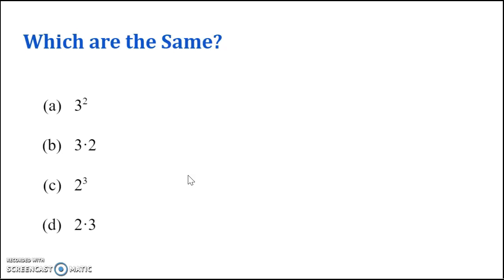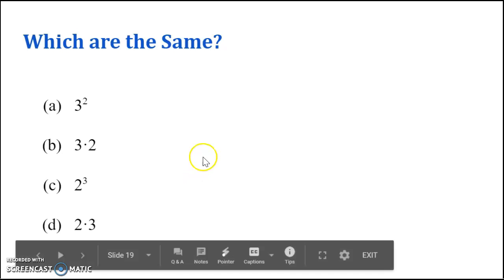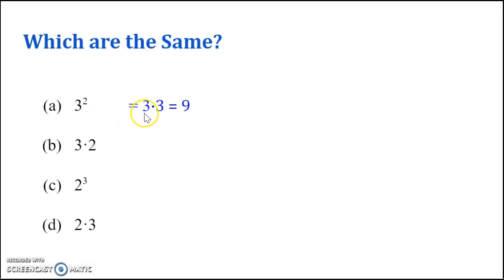Okay, so hopefully you had the chance to think about the values of them. 3 to the power of 2, or 3 squared, just means 3 times 3. 3 is being multiplied to itself 2 times. So 3 times 3 is 9. What about 3 times 2? 3 times 2 is just 6.